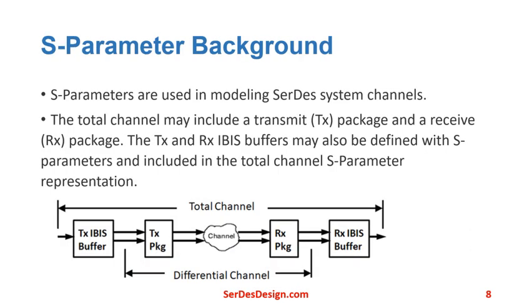S-parameter background. S-parameters are used in modeling SerDes system channels, which have a typical structure shown in this figure. Each part of the total channel can be represented with S-parameters. Besides the channel itself, the total channel may include characteristics for a differential transmit package and a differential receive package. Optionally, the IBIS buffer and the receive IBIS buffer may also be defined with 4-port S-parameters and included in the total channel S-parameter representation.